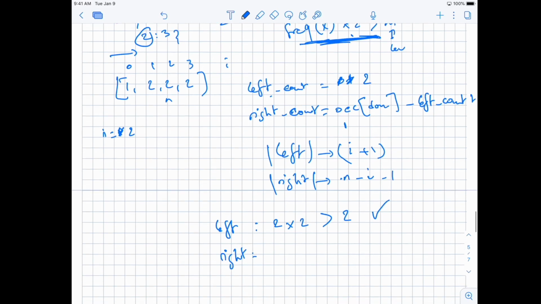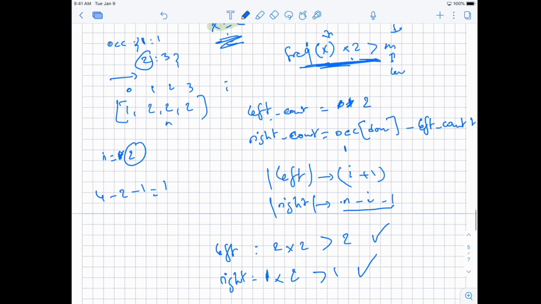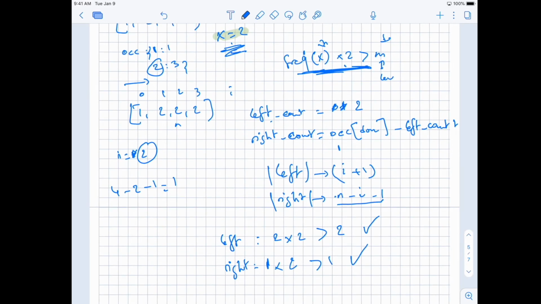Now what about the right side? Right side is 1 multiplied by 2, and the length of the right side, which we said is n minus I minus 1. N is 4, minus I, which is 2, minus 1 is 1. So is this bigger than 1? Yes, so it's a valid split. So we found our first valid split, so we return the index 2. Okay, so yeah, that's pretty much the idea here.